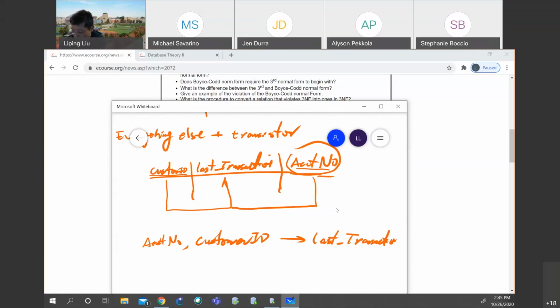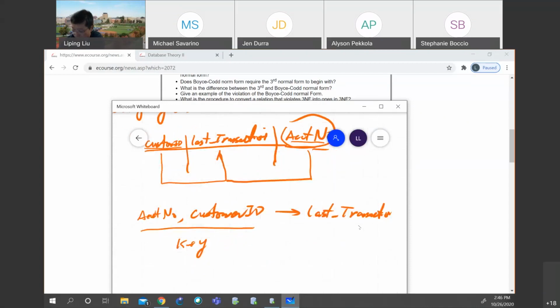But that's already, so this determinant is already a key, right? Because in this table, these two columns determine everything else. So therefore, this is a key. This is a candidate key, can be chosen as a primary key because it's the only candidate key in this one. So therefore, this table is already in Boyce-Codd normal form.